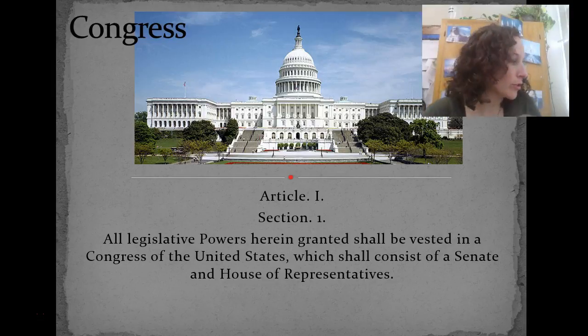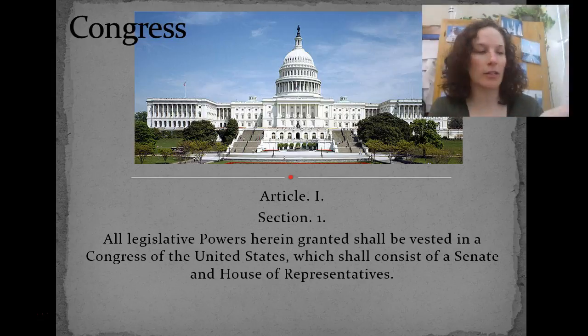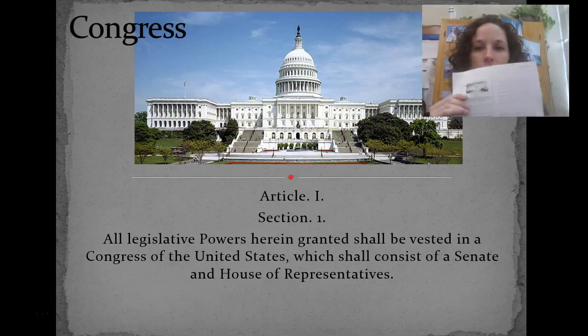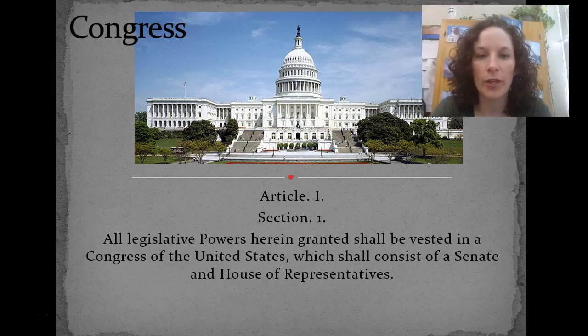So next to you, you should have printed up Article 1. I have it divided up in these slides with space for you to make notes to the side as well. Okay, so if we look at Section 1, it's just one sentence.